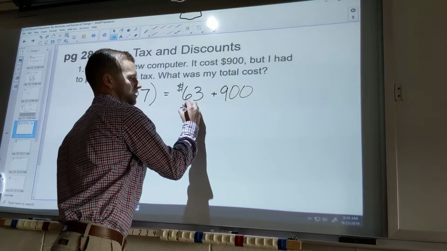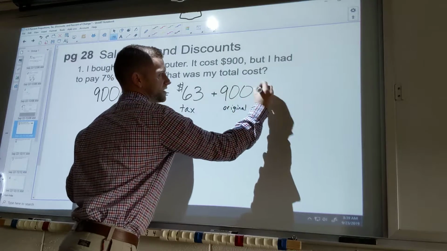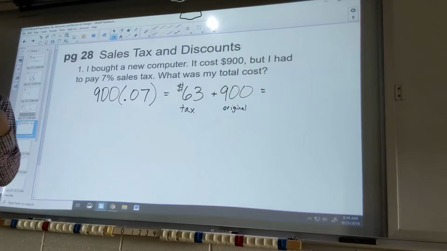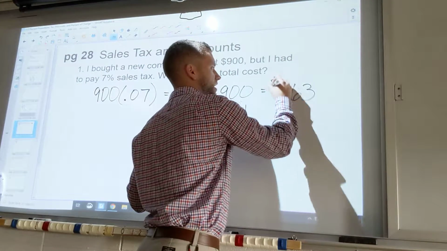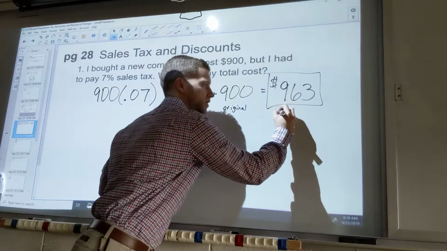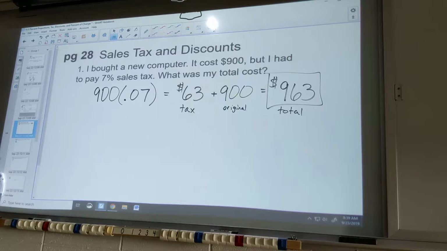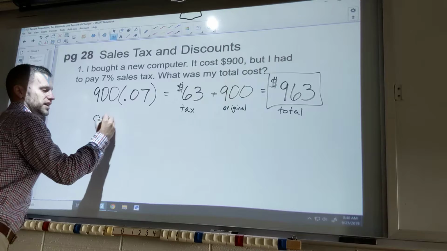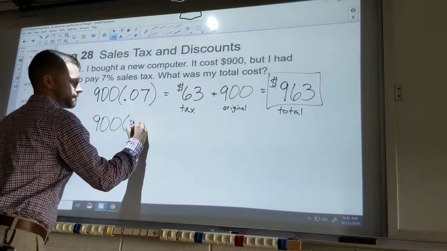This is the tax. This is the original price. And when we add that together, we get a total cost of $963. Okay. This is our total cost with tax. Now, there's a quick way to do it, isn't there? What is it? So you would do 900 times, in parentheses, 1 plus 0.07.